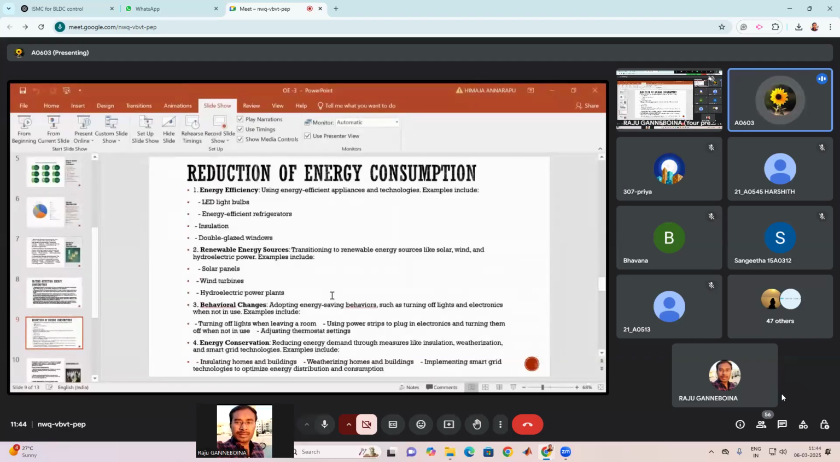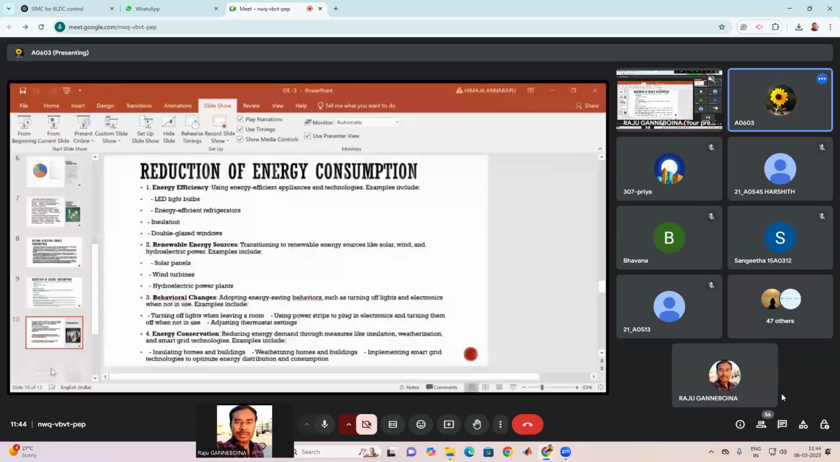So next, the energy conservation. Besides the reduction, we can also conserve the energy for future use, like reducing the energy demand through insulation, weatherization, and smart grid technologies. This is the main smart grid technology which is now used in present days. And for this, we can insulate homes and buildings, weatherize homes and buildings, and implement smart grid technologies.